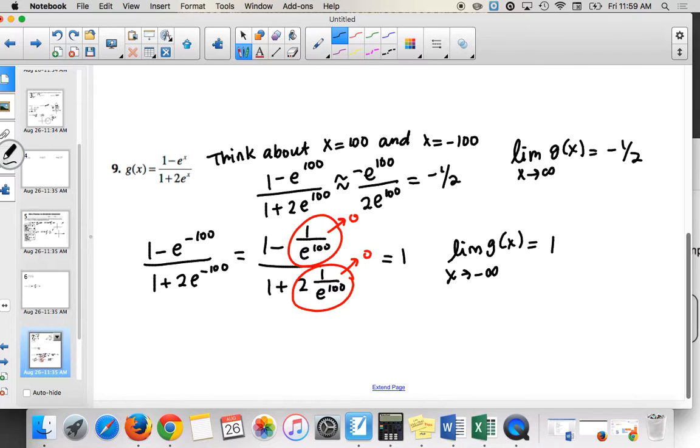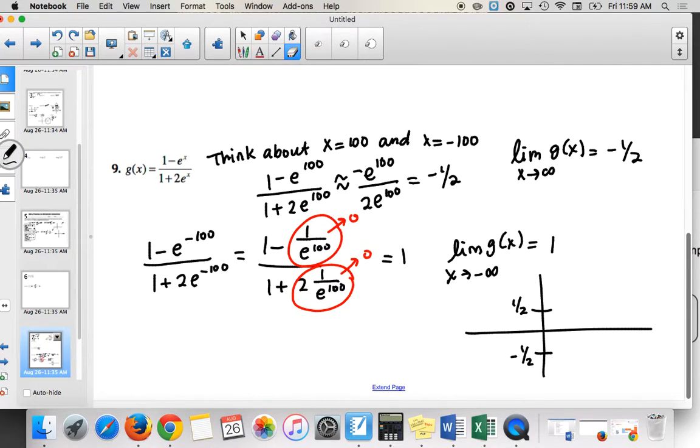That's fine. All right, so we want to go and draw a little rough sketch. So as I go to infinity, I'm getting close to negative 1/2. And as I go towards negative infinity, I'm getting closer to 1. So somewhere around here and then somewhere around here. So there's something weird going on there.